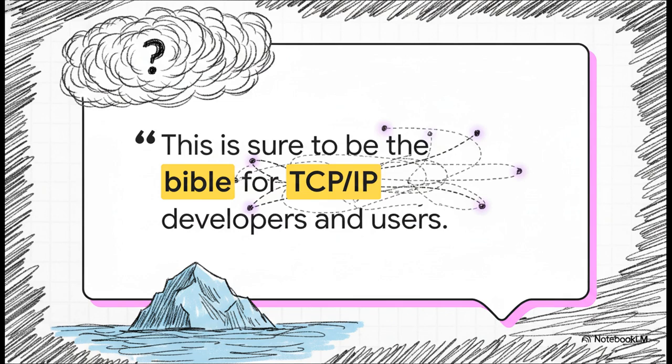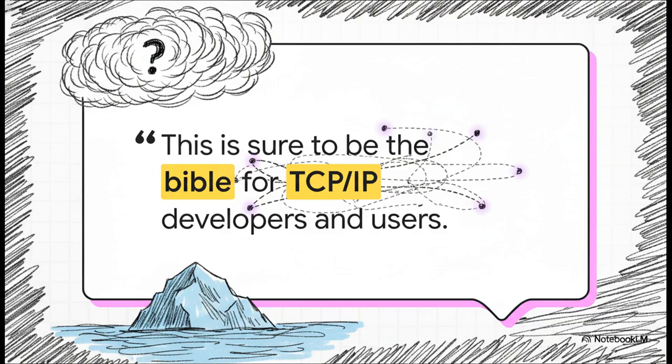Now, to give you a real idea of the immense importance and, frankly, the sheer complexity of this subject, just take a look at this quote. This is a review written by network engineer Robert A. Ciempa for the incredibly famous book TCP/IP Illustrated. He wrote, "This is sure to be the Bible for TCP/IP developers and users. Stevens reveals many of the mysteries once held tightly by the ever-elusive networking gurus."